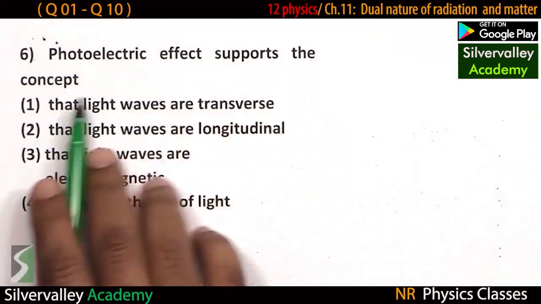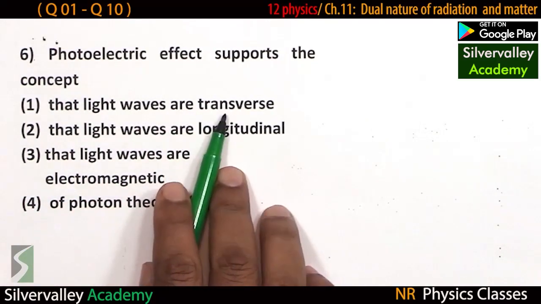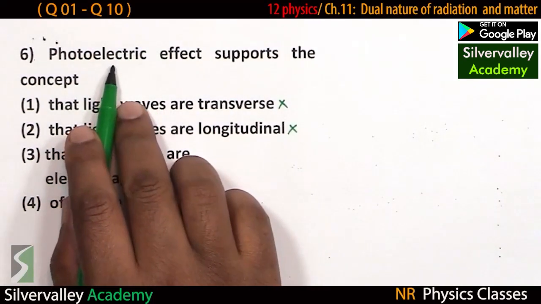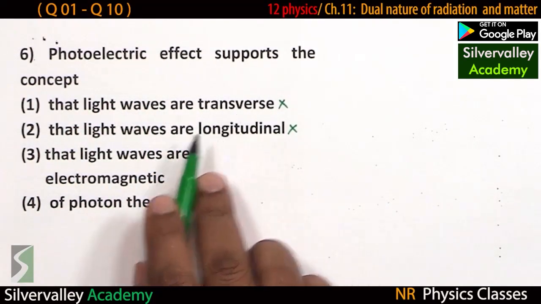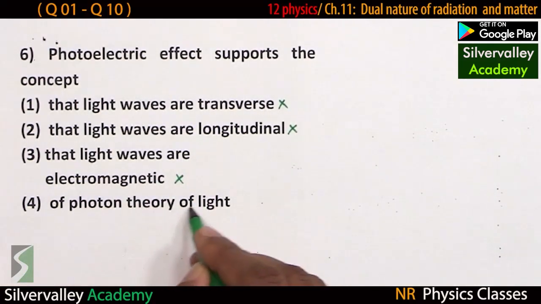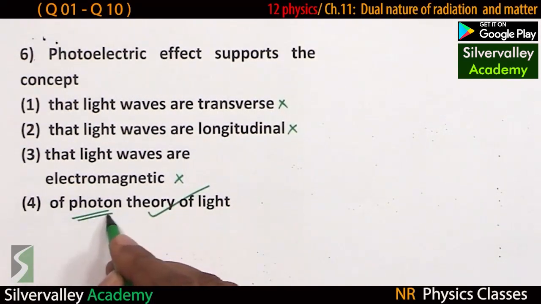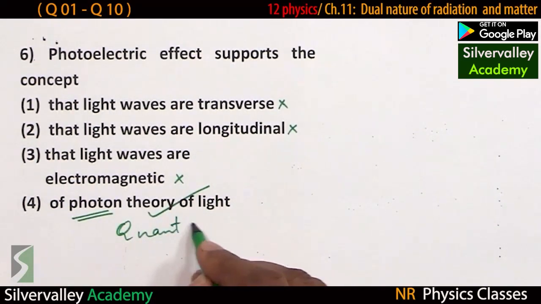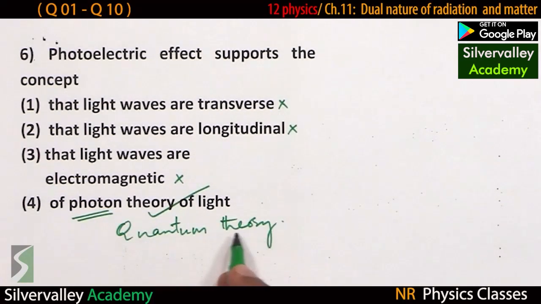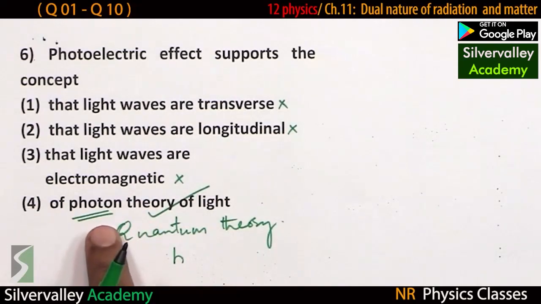Photoelectric effect supports the concept that light waves are transverse. No. Light waves are longitudinal. No. This photoelectric effect doesn't support wave nature. That light waves are electromagnetic. This is also wave nature. Photon theory of light. Yes. Photon theory is nothing but quantum theory. Okay. Quantum theory. This beauty of quantum theory, h is used. Planck's constant is used. So this supports photon theory or quantum theory.